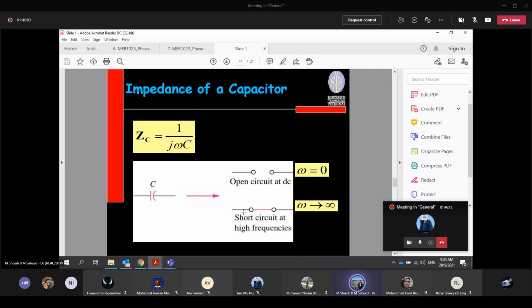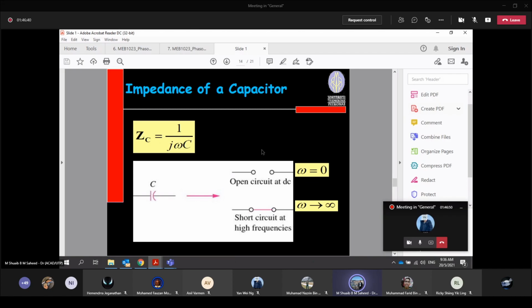Meaning it lets the current flow at the highest value. Why? You see the relationship. 1 over infinity is 0. So Z is 0, which means it is a short circuit. Okay, so omega 0 means 1 over 0 is infinity. So Z infinite means the resistance becomes very high, implying that the circuit has become an open circuit.